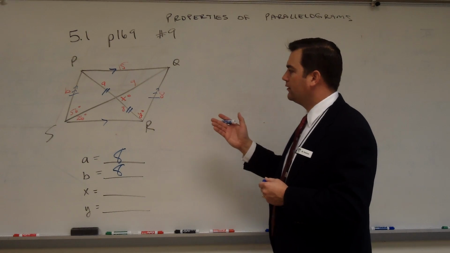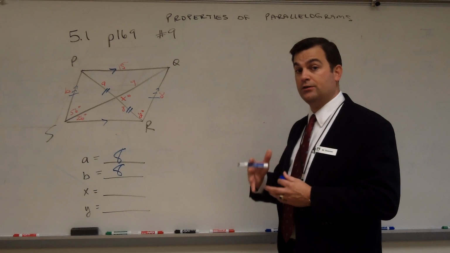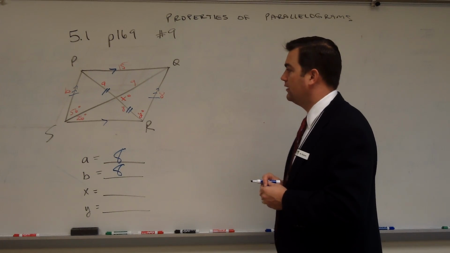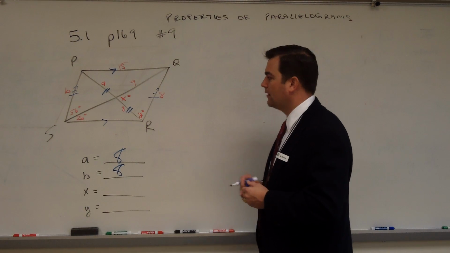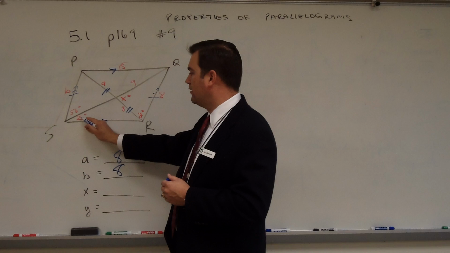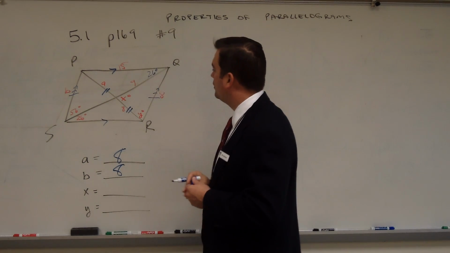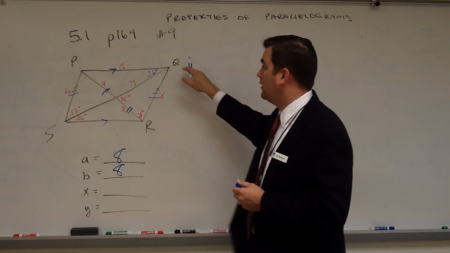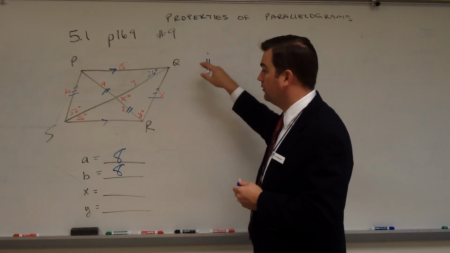I need to remember that alternate interior angles are congruent across a transversal between 2 parallel lines. That's from chapter 3, and that will never go away. Therefore, 26 degrees in this location here is an alternate interior angle with this 26 degrees right there across parallel line PQ and SR with transversal SQ.